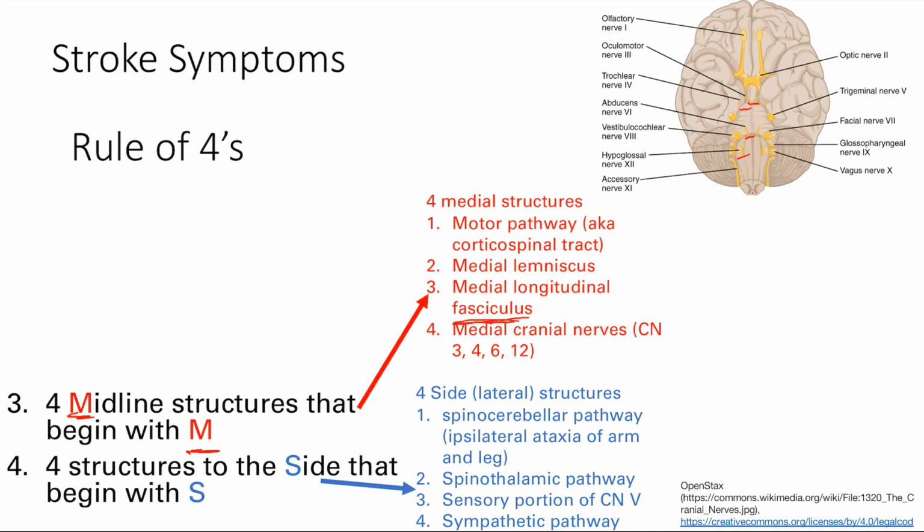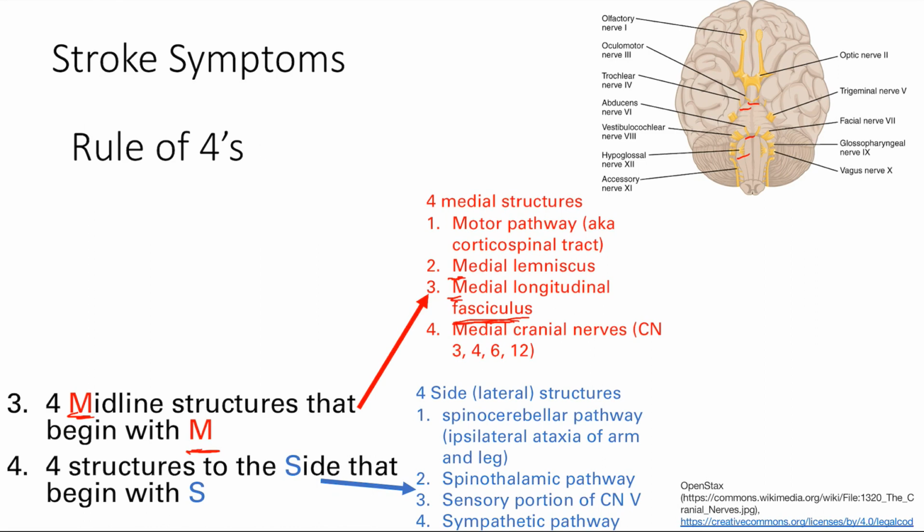Damage to this causes internuclear ophthalmoplegia, if you already learned that. And finally, the medial cranial nerves. So that's all very easy. The M just stands for medial, so they're all medial structures, and then you have the motor pathway, which is also medial.